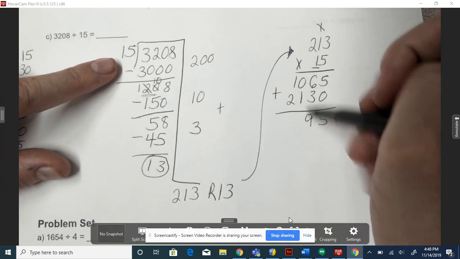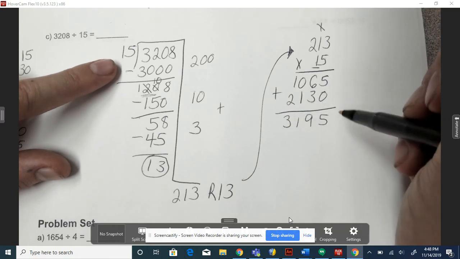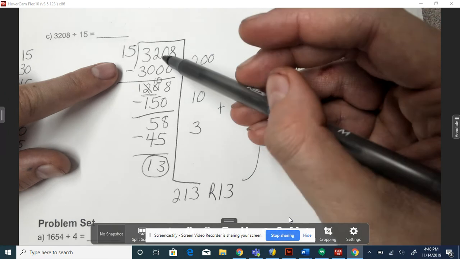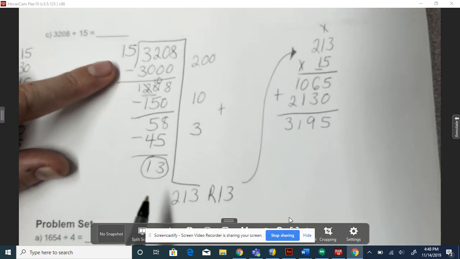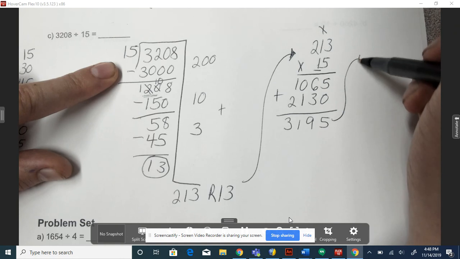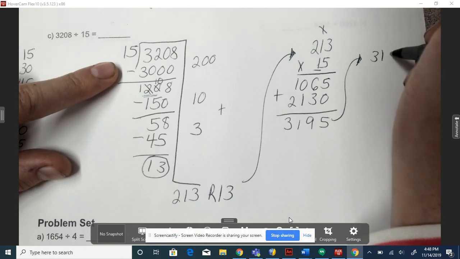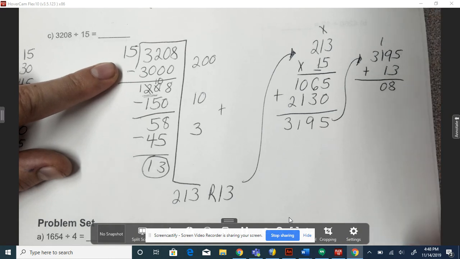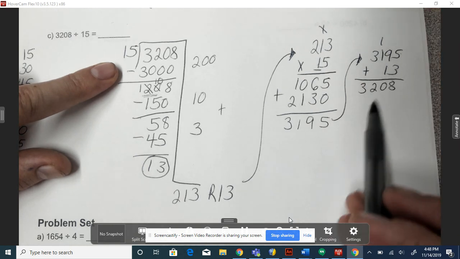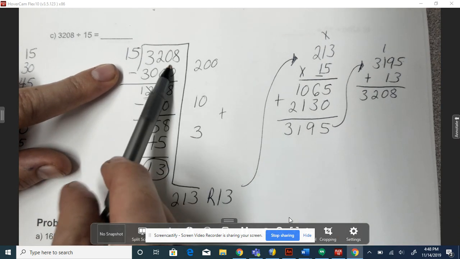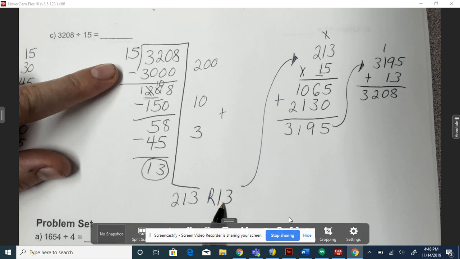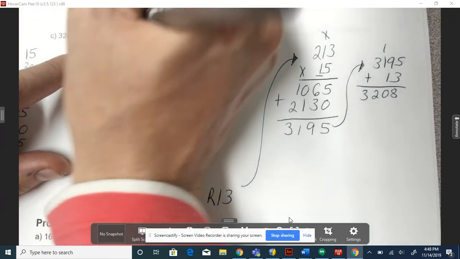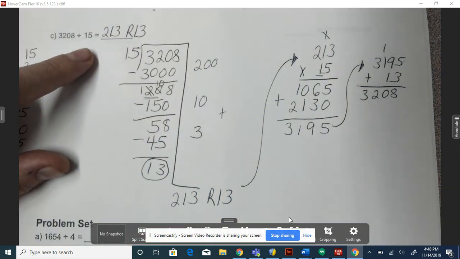5, 9, 1, 3. Close, but not there yet. Oh, that's right. We still need to add in our remainder. 3,195 plus 13. 5 plus 3 is 8. 9 plus 1 is 10. 0, carry the 1. 1 plus 1 is 2. 3 plus nothing is 3. 3,208. That's the number we started with. So we know this answer, our quotient, is correct. We're going to write it on the line. 213, remainder 13. And now we're done.